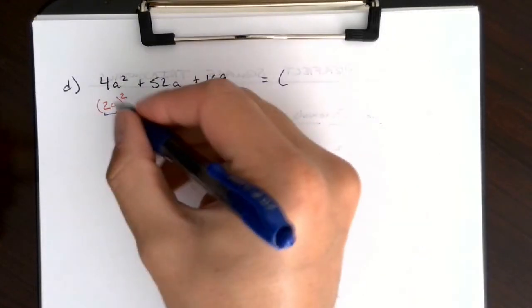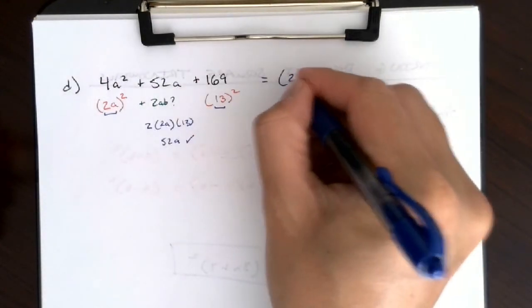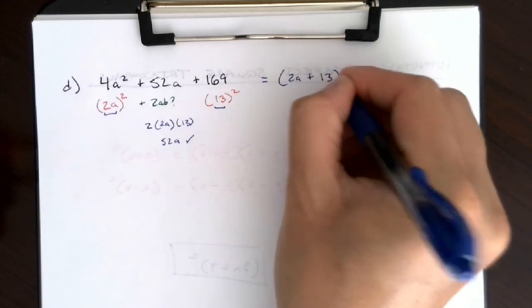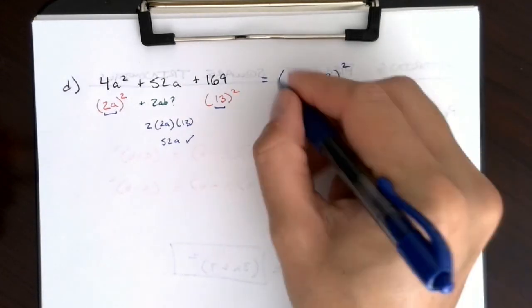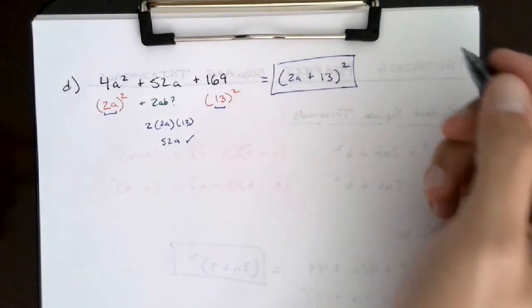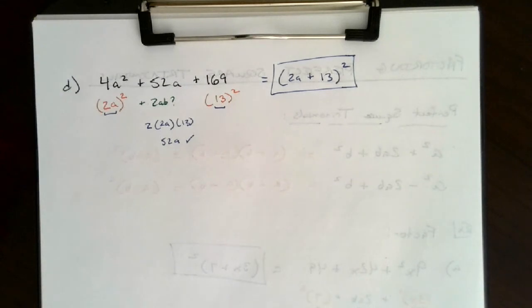But since it does, and this is plus, we want the first term that was squared, so the 2a plus b, which was the 13, and then that quantity is squared. Again, you could use our other factor methods for trinomials. It's just a special case that helps give you a little bit of a shortcut.